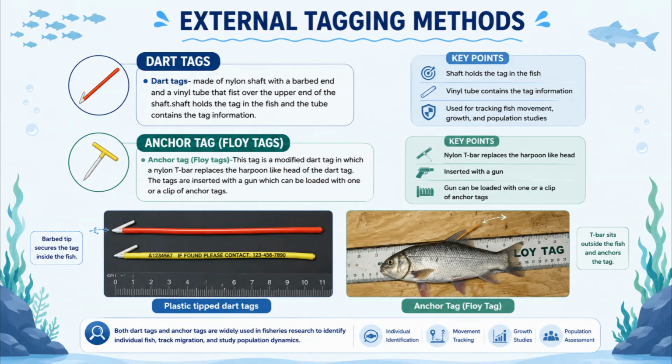Another important method is the anchor tag or Floyd tag. This tag is actually a modified version of the dart tag. In anchor tags, a nylon T-bar replaces the harpoon-like head found in traditional dart tags. These tags are inserted using a special tagging gun, which can be loaded with one or multiple anchor tags for rapid tagging operations. Anchor tags are highly visible, durable, and widely used in both freshwater and marine fisheries research.